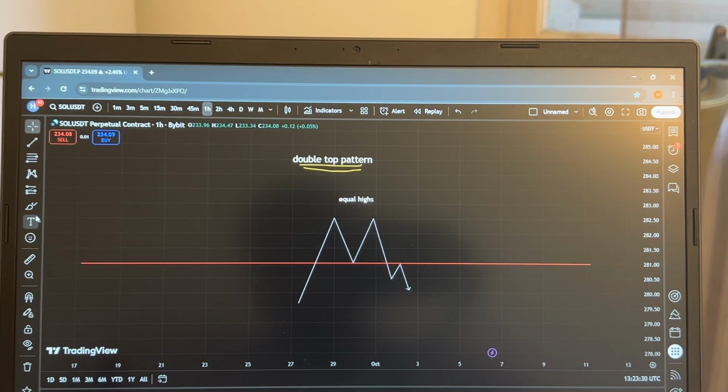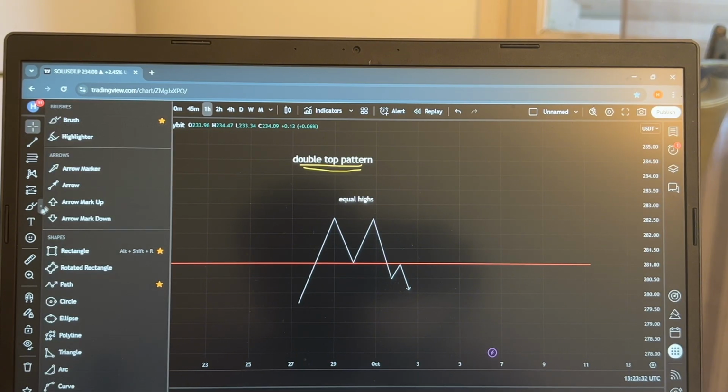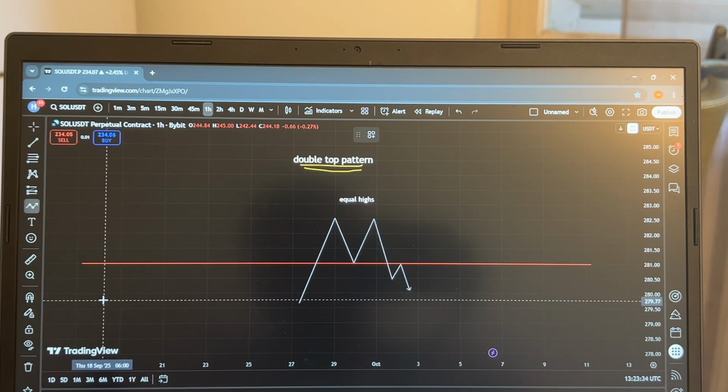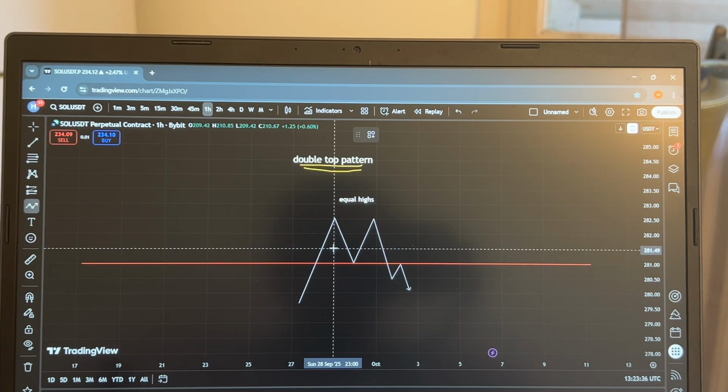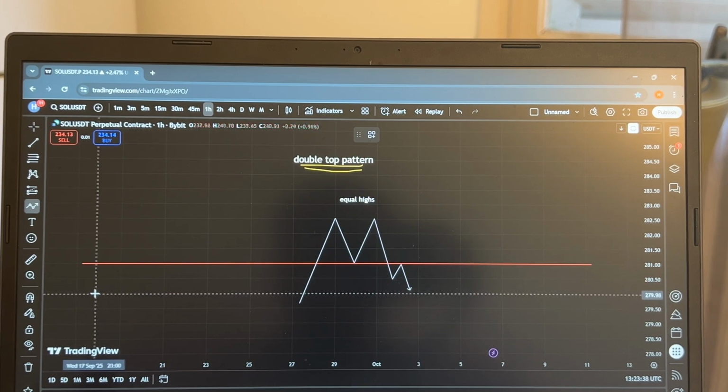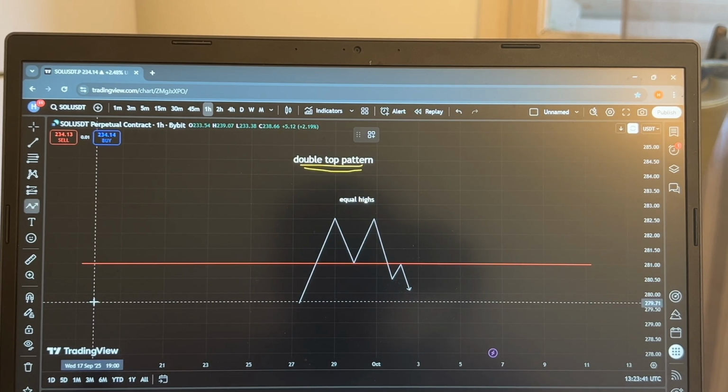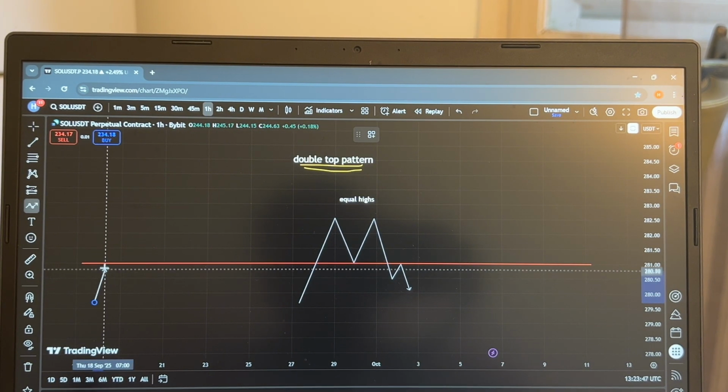And then there are the other two scenarios. In this case these are equal highs, and the other type of double top pattern would start the same as before.